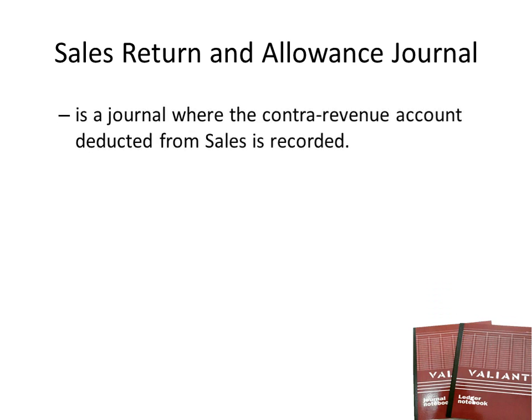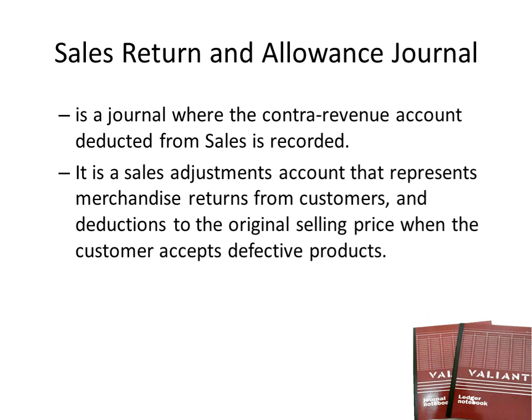Okay? So it's a contra revenue account, and usually this is deducted from sales. It's a sales adjustment, an account that represents merchandise returned from customers and a deduction to the original selling price when the customer accepts a defective product. But take note, list discount and sales return and allowance or sales discount are different. List discount is when we go to malls and you see 50% off. So these are list discounts. These are not cash discounts or sales discounts or sales returns or allowances, okay? Because these are promotions, okay?